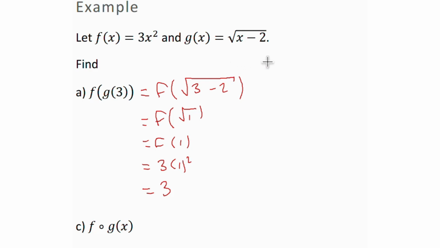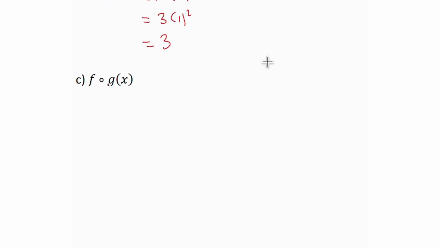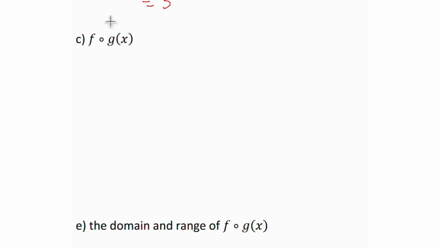What about f of g of x? This is saying what's the function for the composite function, f of g of x. The first thing I would do in this case is rewrite this as f of g of x, like that, and then I would do exactly the same process.